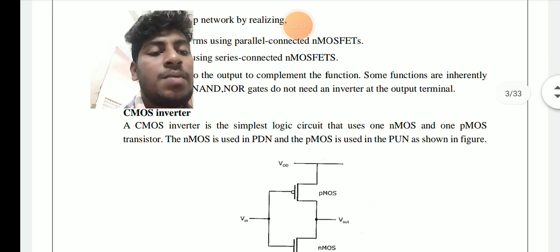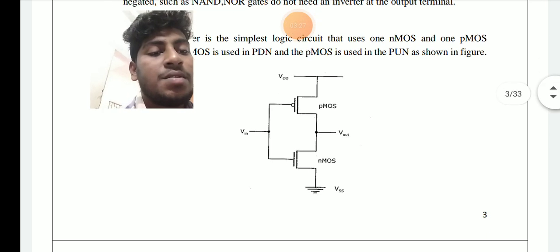In the diagram we have VDD, the PMOS, V output and V input.